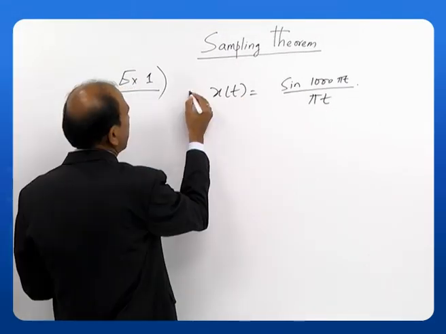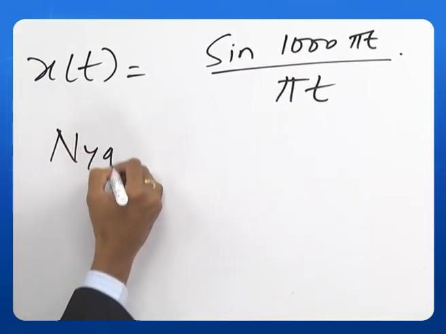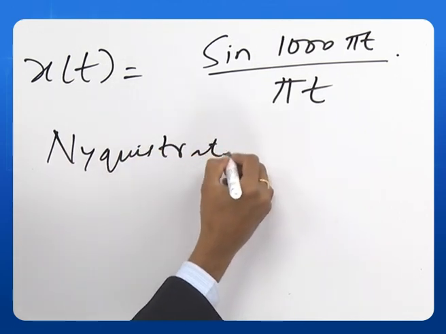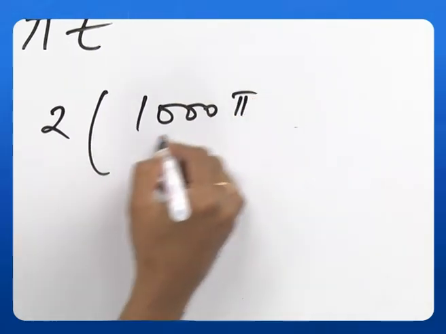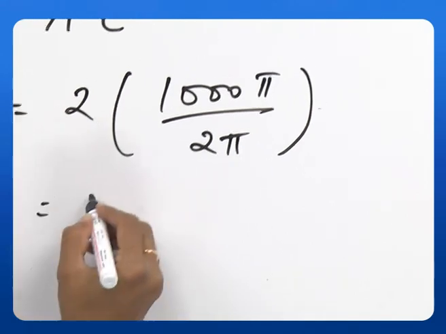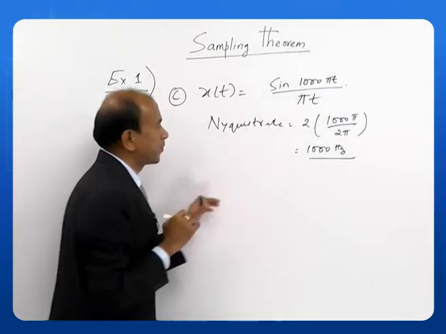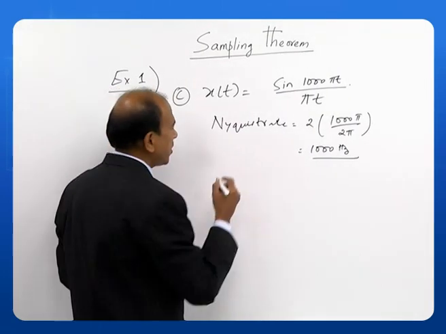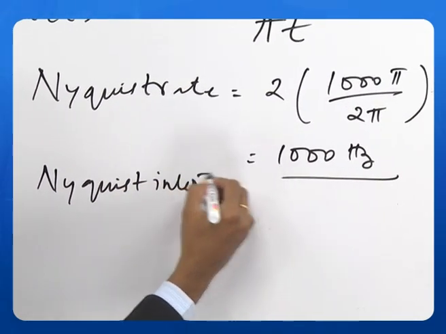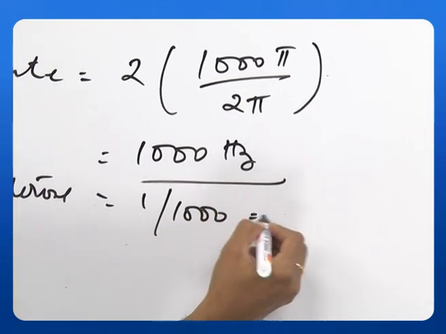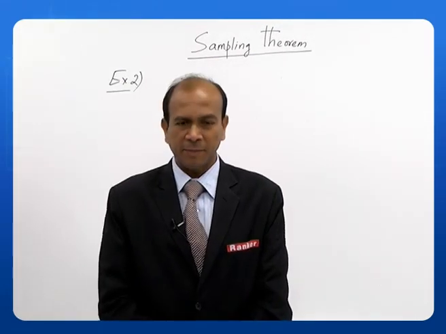Let us see the example 1c. Okay, simple. So, how do you get the Nyquist rate? Nyquist rate is equal to 2 into 1000 pi by 2 pi. So, how much is this? 1000 hertz. So, this is the Nyquist rate. Similarly, what is the Nyquist interval? 1 by 1000 seconds. It is as simple as this.